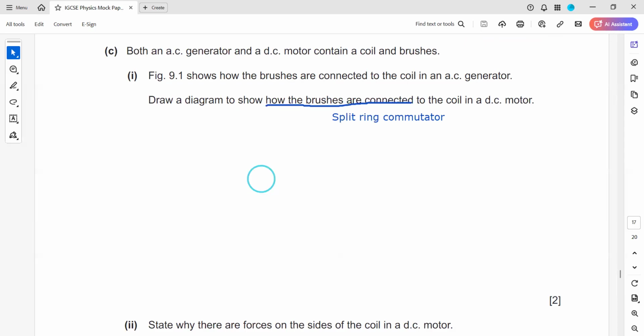We have to make a split ring. So if you want to draw a split ring, yeah, good. You just have to split the ring, like you make a ring and split it into half and draw the carbon brushes.